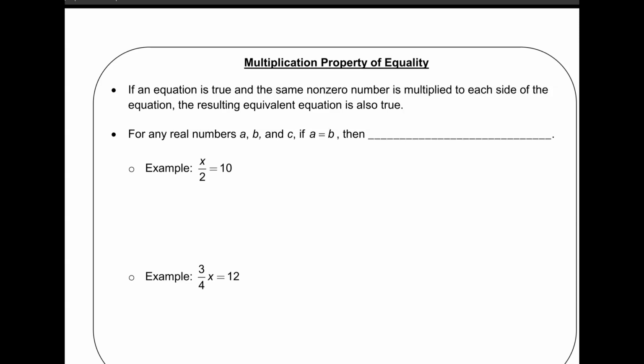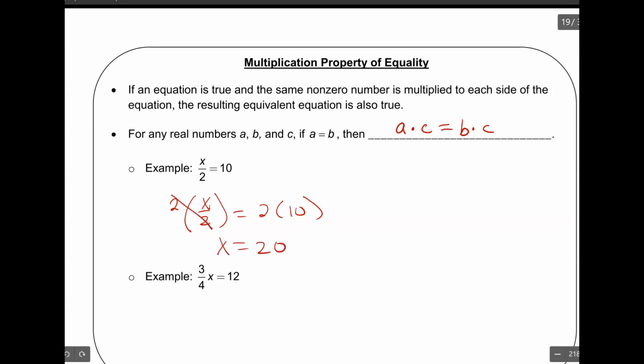So if I say A is equal to B, I can multiply each side by a certain number, and that same equation is still true. So if x over 2 is equal to 10, I can multiply both sides by 2. The 2's cancel out, and I'm left with 20. So this is just justifying that when you have an equation, you can add a number to both sides, subtract a number from both sides, multiply both sides, or divide both sides. What you do to one side, you have to do to the other.